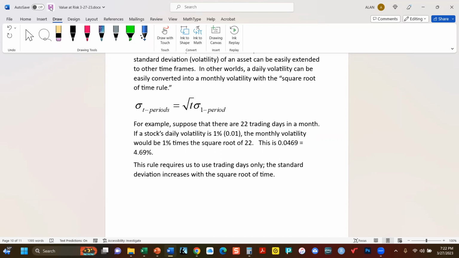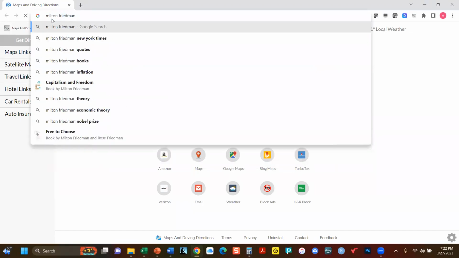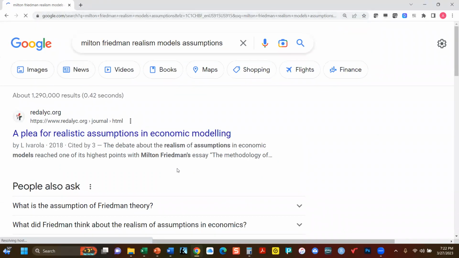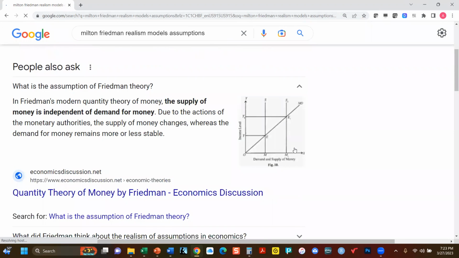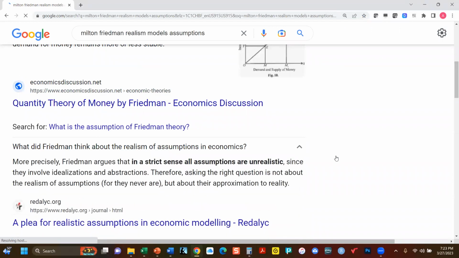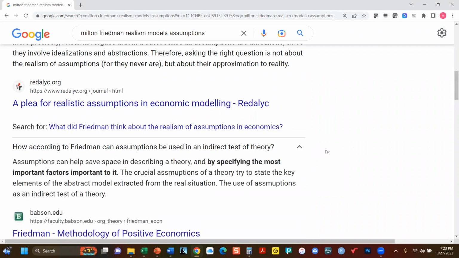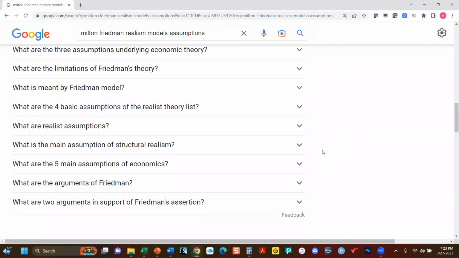In fact, there's a great economist who's no longer around, but he had this great quote about models and realism. Let me see if we can find it. I want to find his quote. Oh, no, not that one. No, I can't seem to find it.